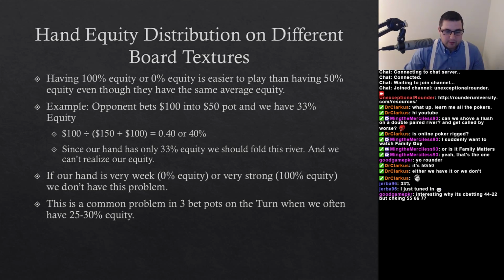This is a common problem in 3-bet pots on the turn when we often have 25 to 30% equity. So I just want to give it a second for everybody to kind of let that soak in and see if you guys understand that.